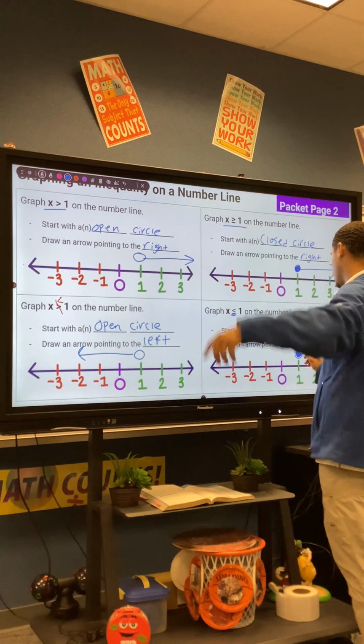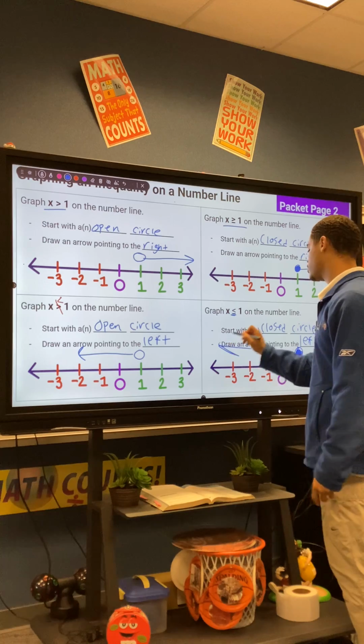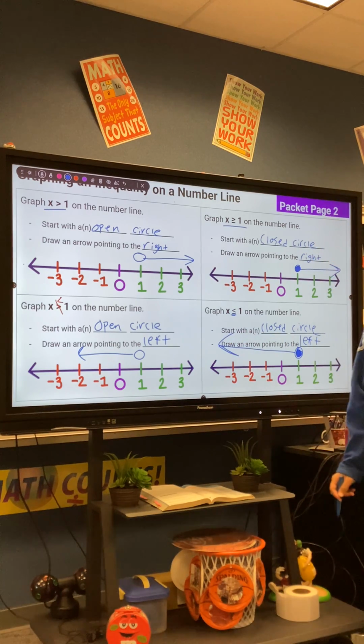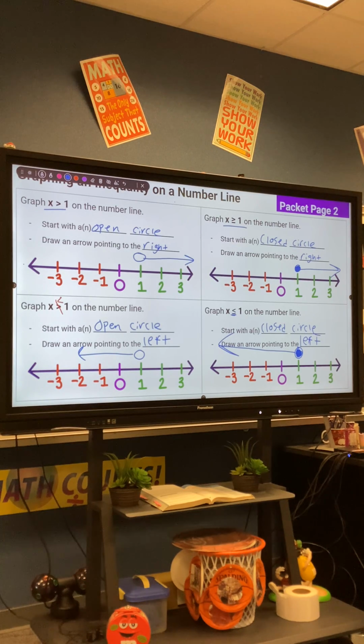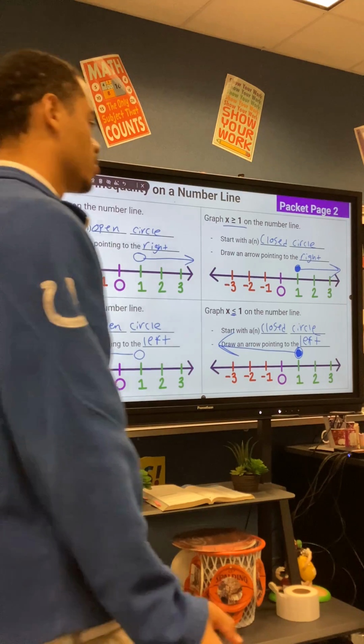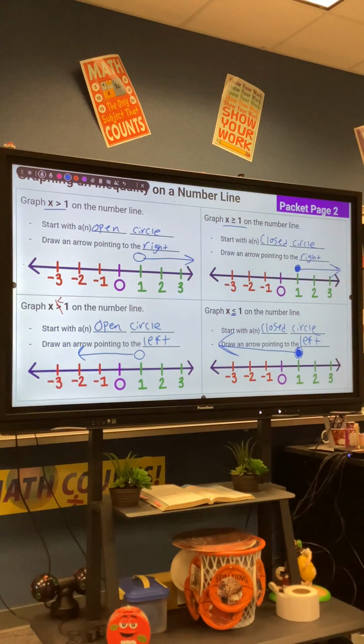And then again, less than or equal to, less than tells me my arrow goes to my left. Notice how in every example, I didn't draw it on the actual number line. Please don't do that. Everything has to go above the number line. Do not draw it on the number line. You do so, you're going to lose points. That's not how it's done.